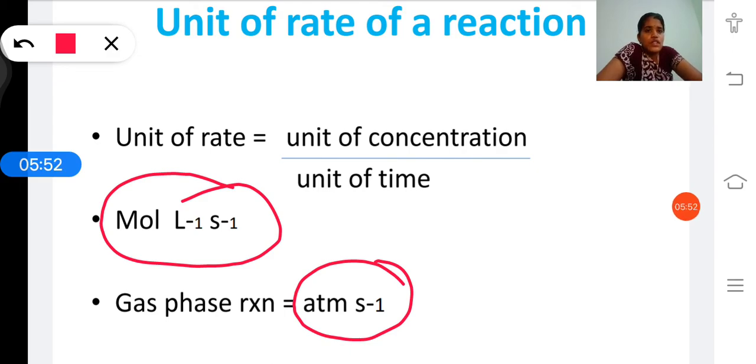Thank you students. Here there are two more important questions: what is chemical kinetics, what is rate of reaction, and what is the unit of rate of reaction. Here one more important point is also there. So the introduction part is over. Thank you students.